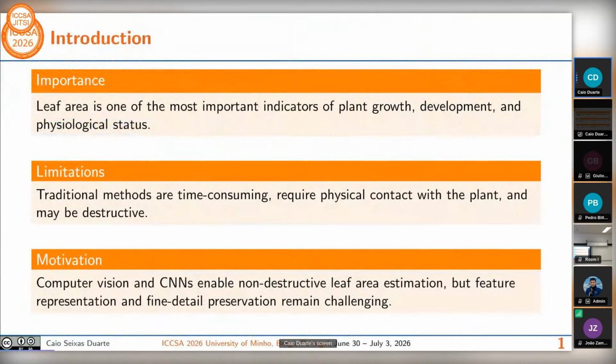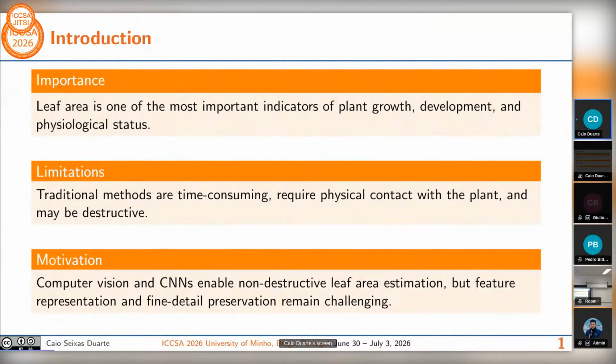Leaf area is an important indicator of plant growth and physiological status. Traditionally, it's measured using contact-based methods, which can be time-consuming and even destructive. Therefore, image-based methods have gained increasing attention, especially with the advances in computer vision and convolutional neural networks. However, challenges still remain regarding feature representation and preservation of leaf details. So to reduce these limitations, we developed the approach presented in this work.